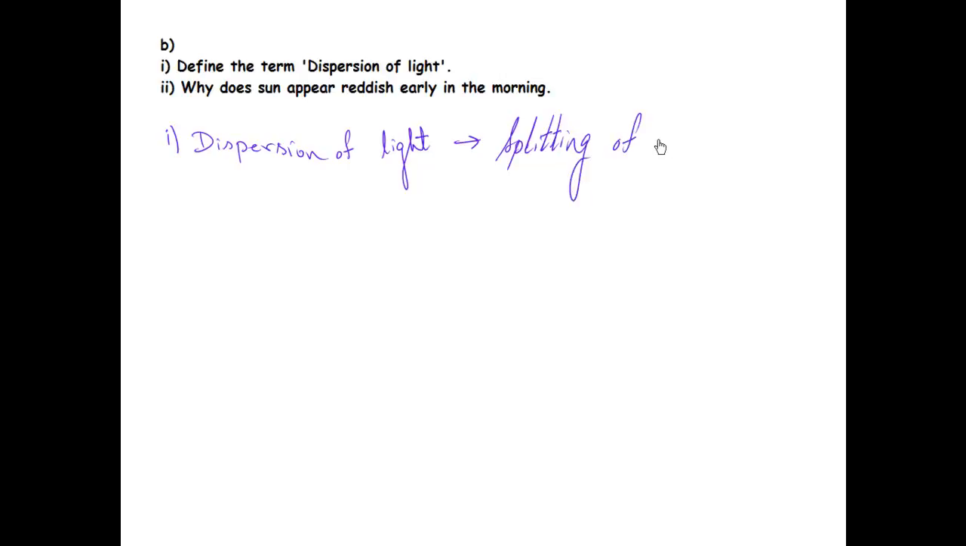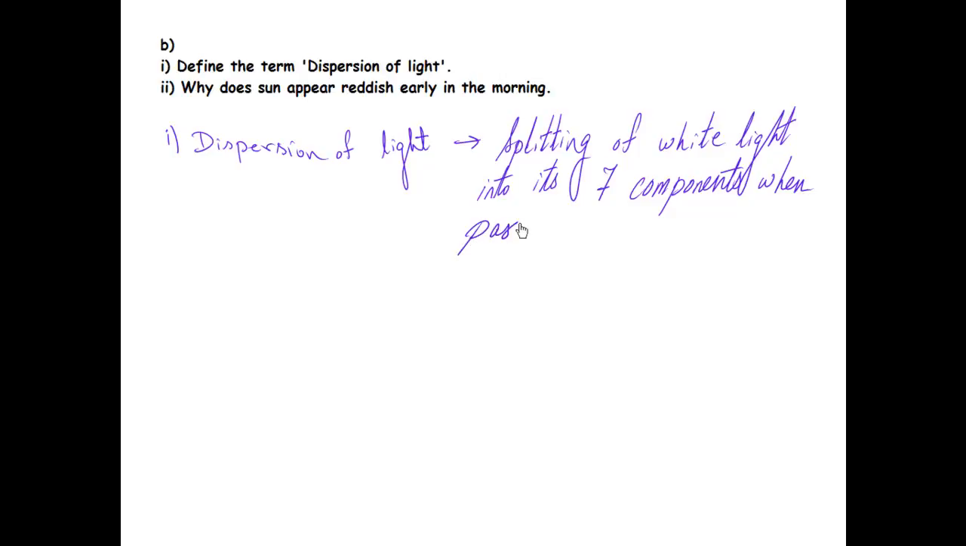So splitting of white light into its 7 components when passed through a prism.